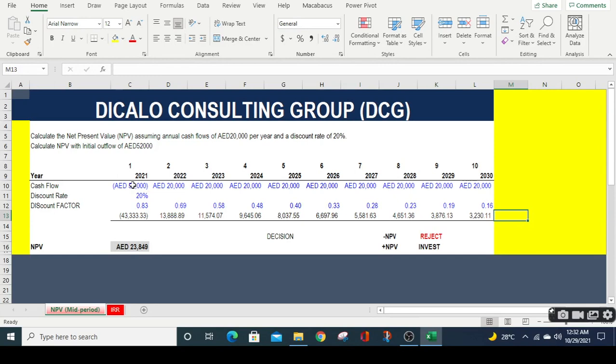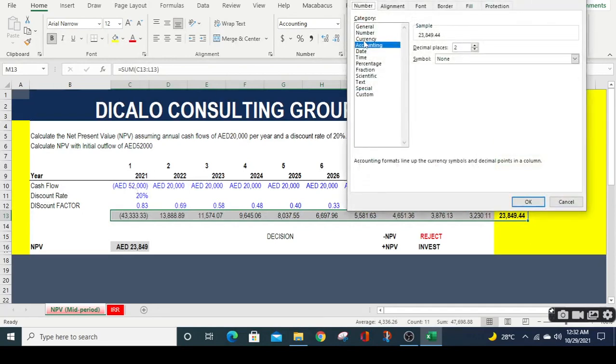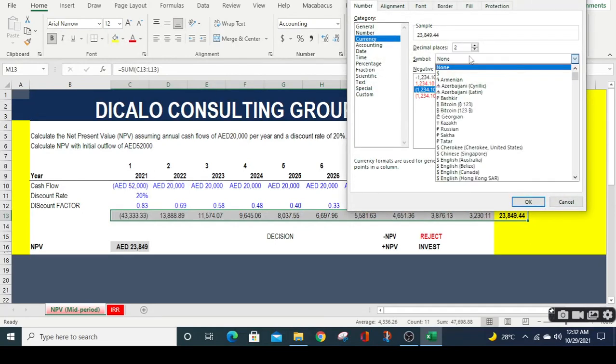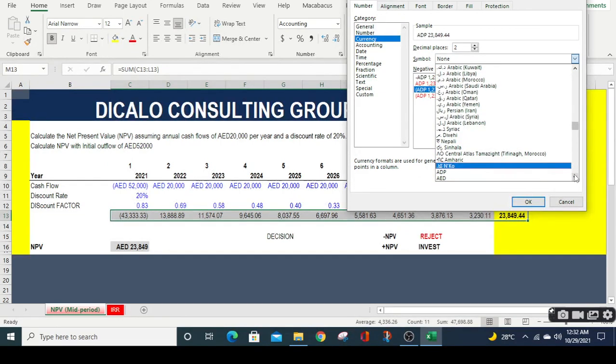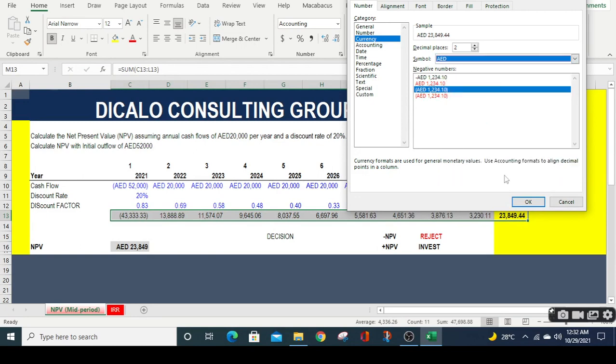Alt equals to, and now we realize that our net present value using this technique is 23,849.44, all this in dirhams. Control 1, currency, you want to look for AED. Let us put it in 1 decimal place.